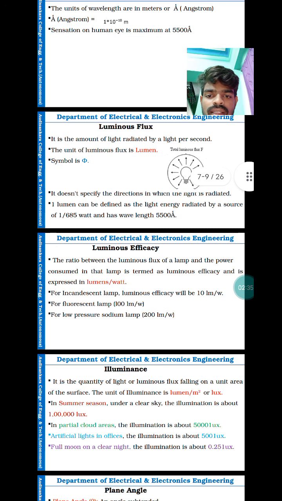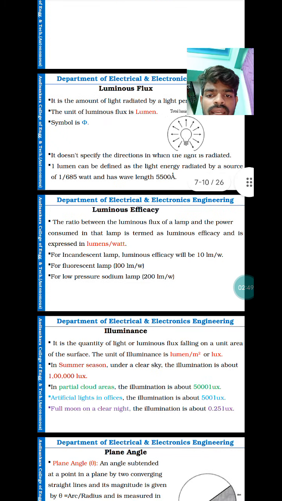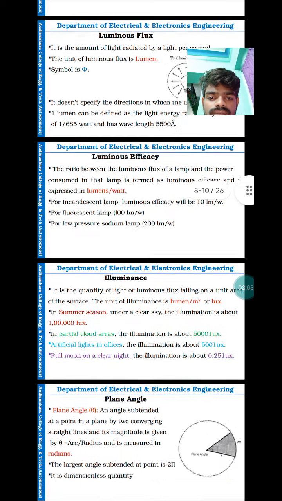Luminous efficiency. The ratio between the luminous flux of a lamp and the power consumed in that lamp is termed as luminous efficiency and is expressed in lumen per watt. For incandescent lamp, luminous efficiency will be 10 lumen per watt. For fluorescent lamp, 100 lumen per watt. For low pressure sodium lamp, 200 lumen per watt.